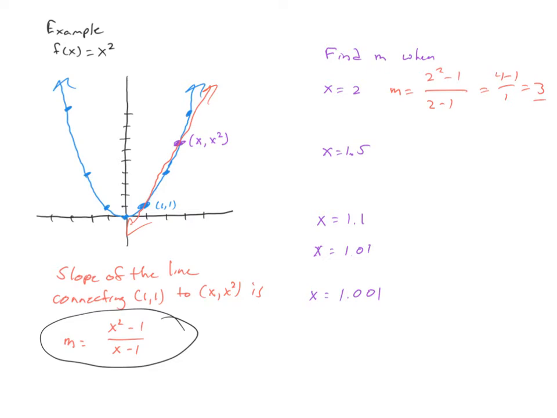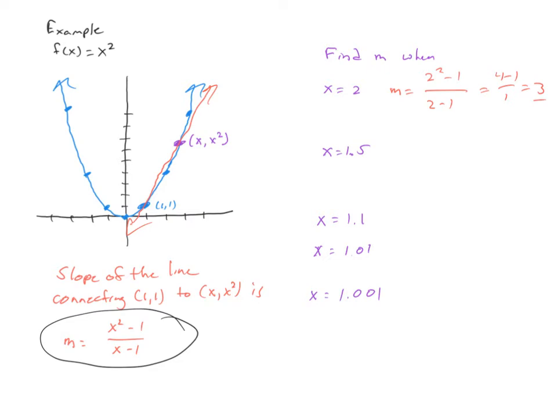So by using different values of x, in this case, if I let x equal 2, then I can plug 2 in for the x's there. So I'm going to get my slope m equal to 2 squared minus 1 over 2 minus 1, which will equal, 2 squared is 4, so that's going to be 4 minus 1 over 1, which comes out to be 3. So I know the line that would connect 1, 1 with the point 2, 4 is going to have a slope of 3.